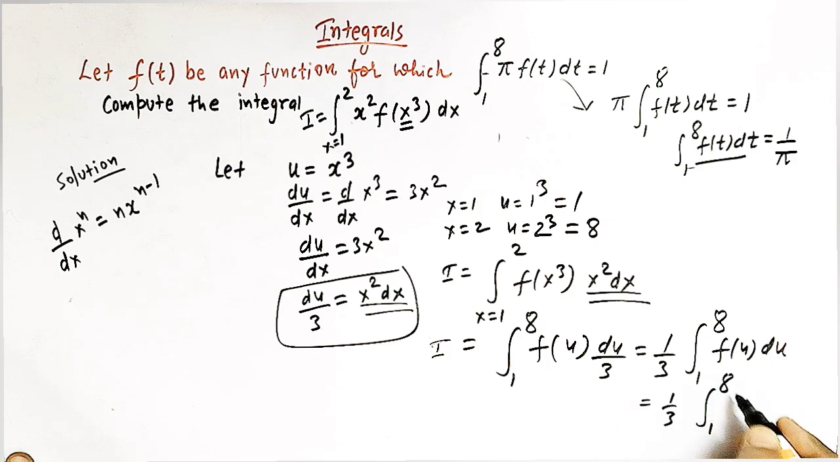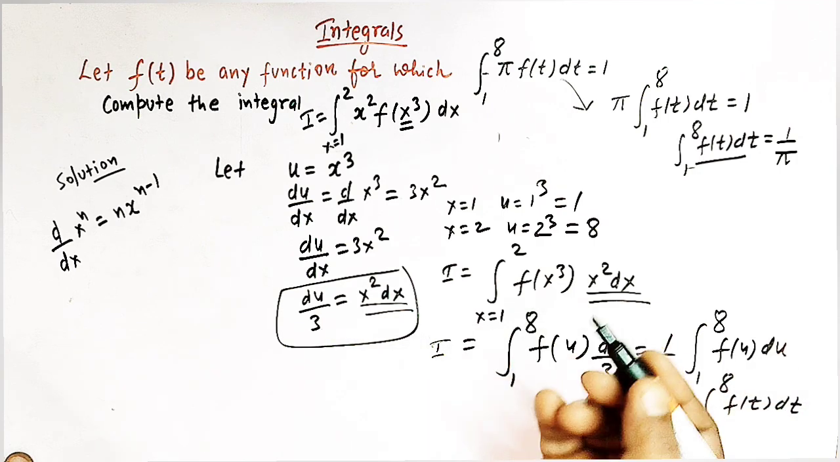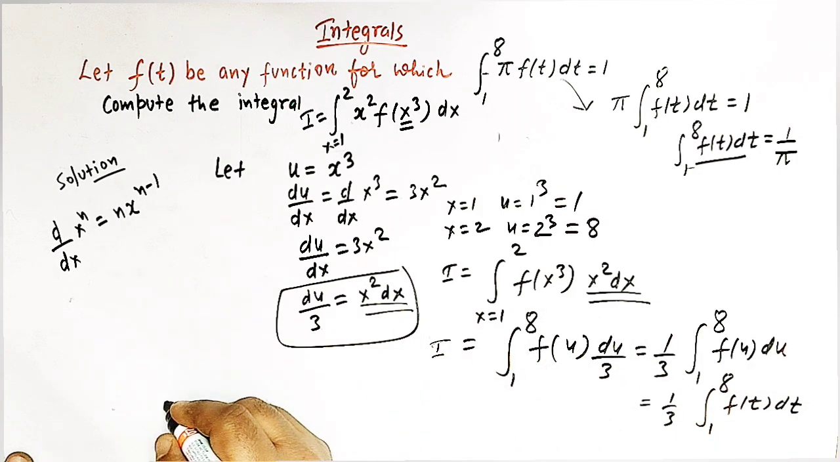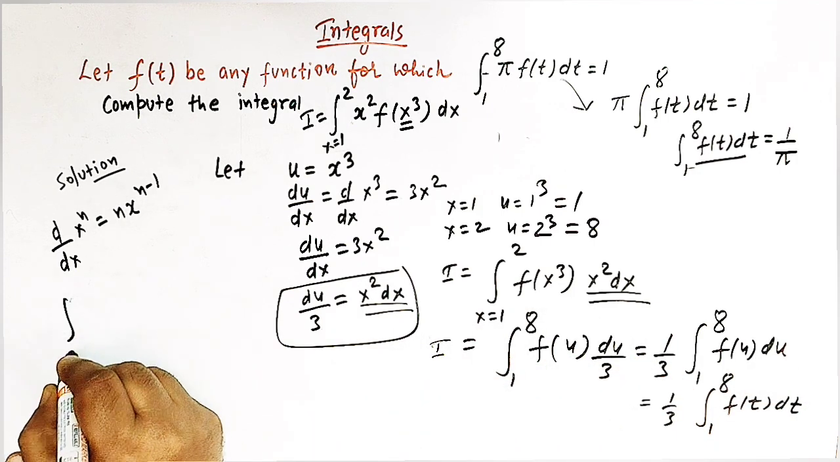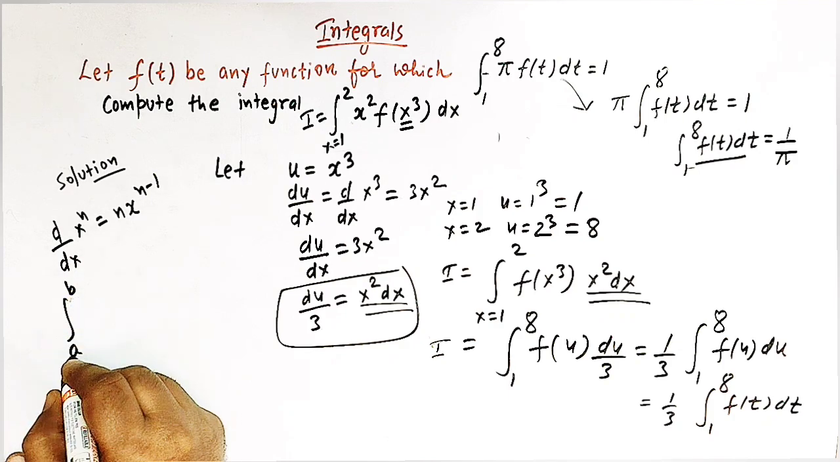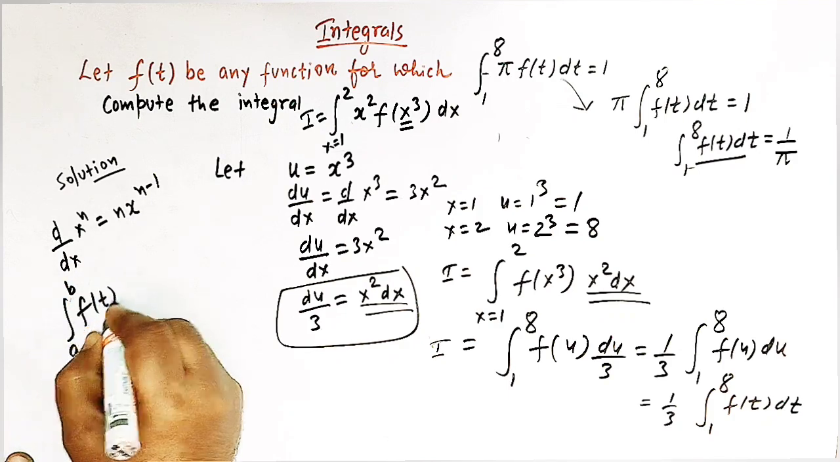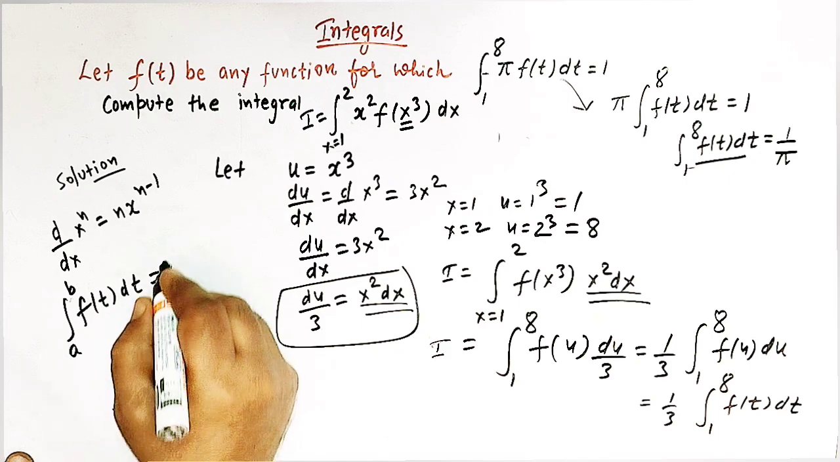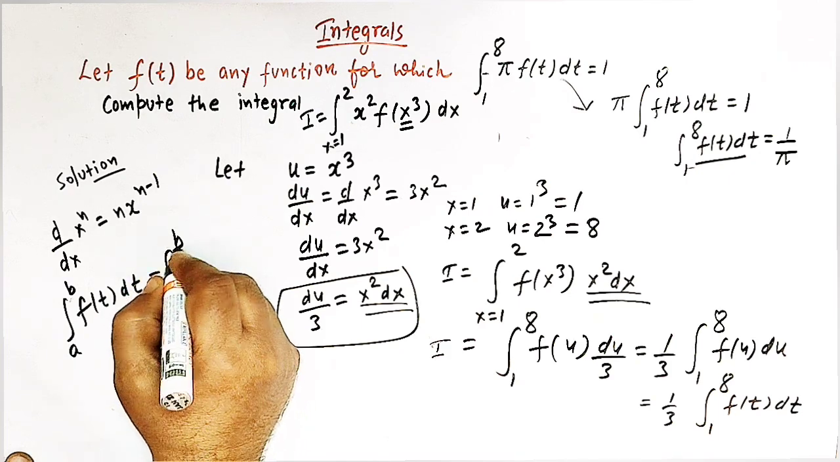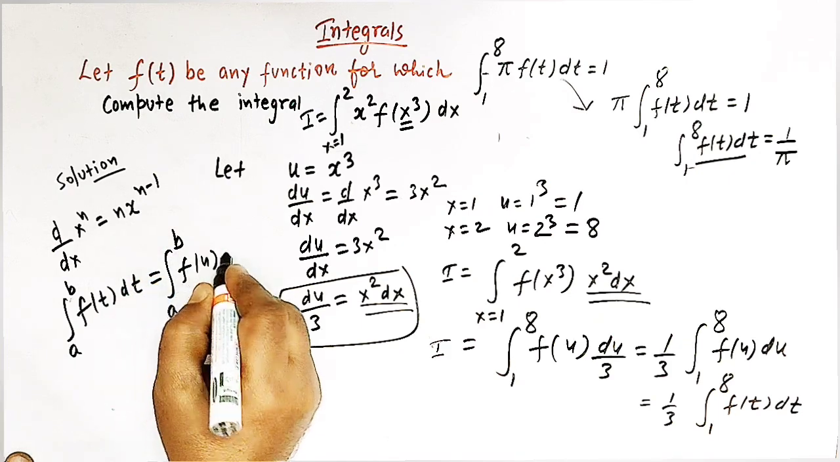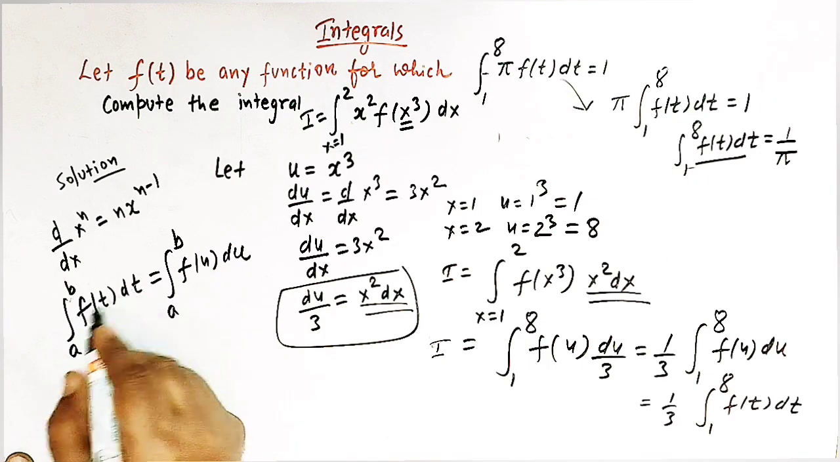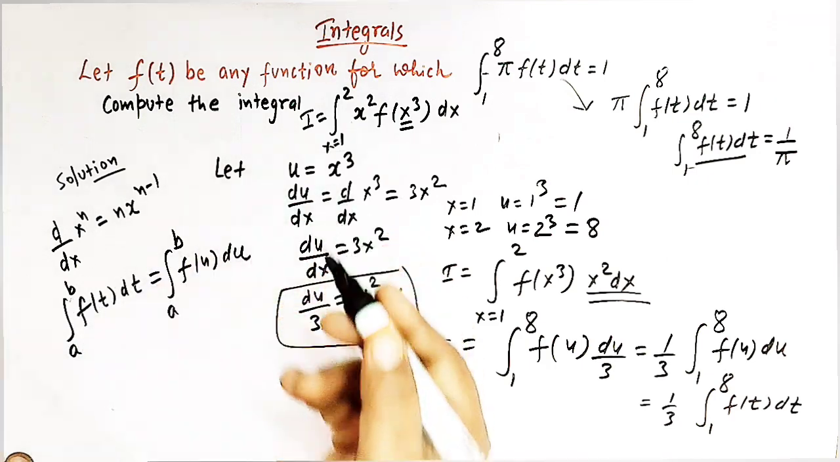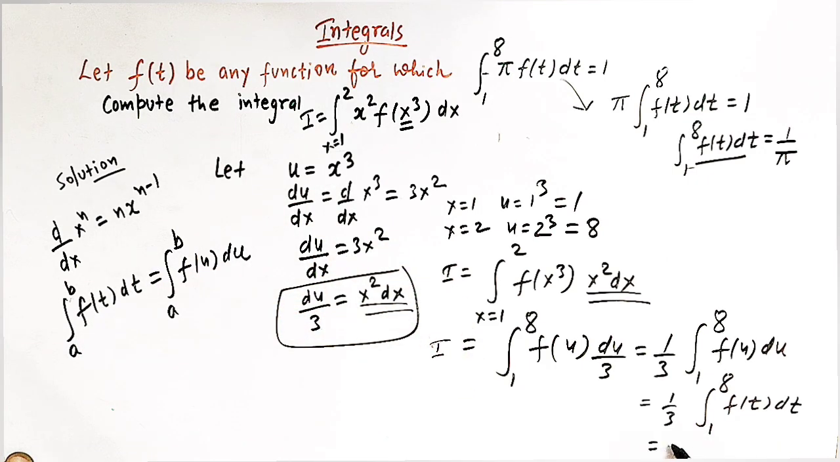1 over 3 times the integral from 1 to 8 of f of t dt, because from the dummy variable property of definite integrals, we know that the value of the integral from a to b of f of t dt is same as the integral from a to b of f of u du, right? So here we can change the variable. So here we have now 1 over 3, and we have changed the variable u to t.